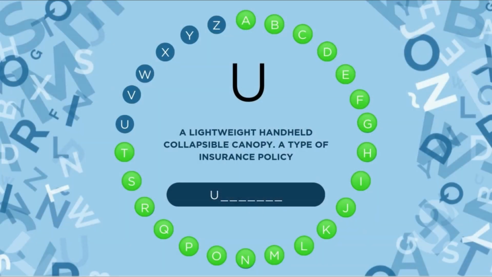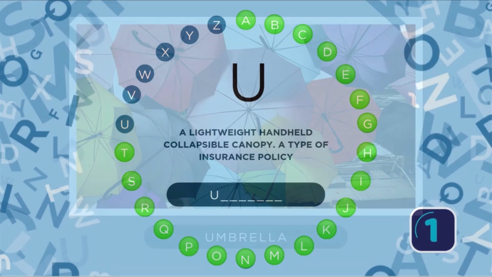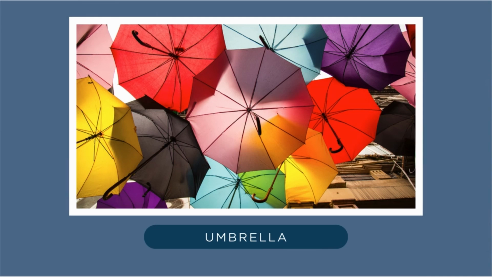The letter U, a lightweight handled collapsible canopy, or a type of insurance policy. I think many people will get this one. I think this one will be one of the easier ones of the quiz. It is, of course, umbrella.